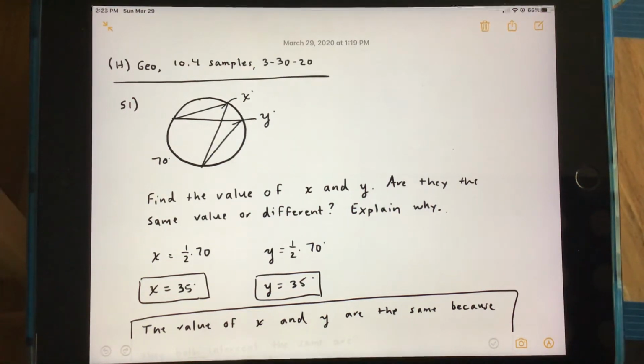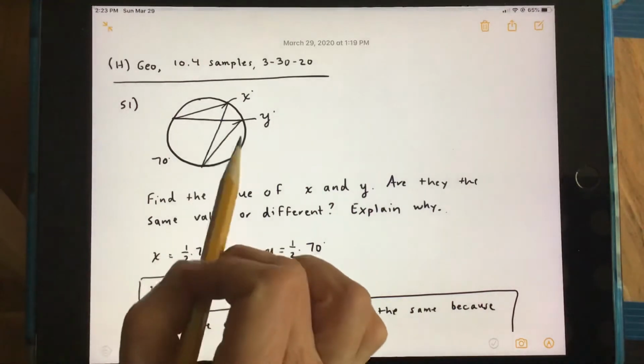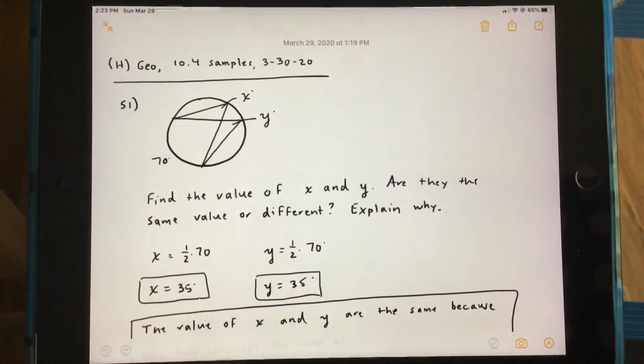We're going to go through our 10.4 samples in preparation for our quiz 10.4, all about circles. So in sample 1, we have the diagram of the circle with two angles that are drawn inside of that circle, and we have an arc measurement here, 70 degrees. Our job is to find the value of the angles that are labeled with X and Y, and then we are to determine if they are the same value or different and explain why that is the case.